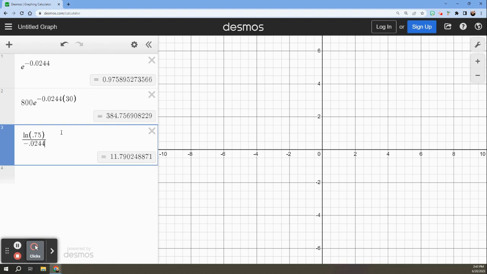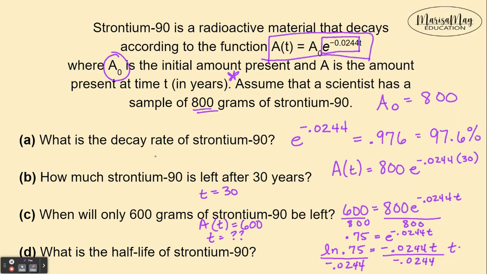All right, let's go back to our questions one more time. We found that one to be 11.79 years. And so D, our final question says, what is the half-life of strontium-90? Now, half-life means how long does it take for only half of the radioactive material to be present? If you remember from this problem, we were told that it started out with 800. So if we want to know when there's half left, then we want to know when there's 400 left.